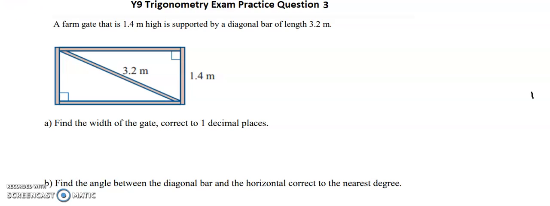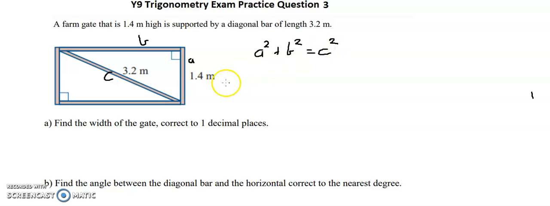So the first thing I'm going to do is use my understanding of Pythagoras' theorem to find out the other short side. So I'm going to make this side A, this side B, and my long side is C. Pythagoras' theorem: A squared plus B squared equals C squared.